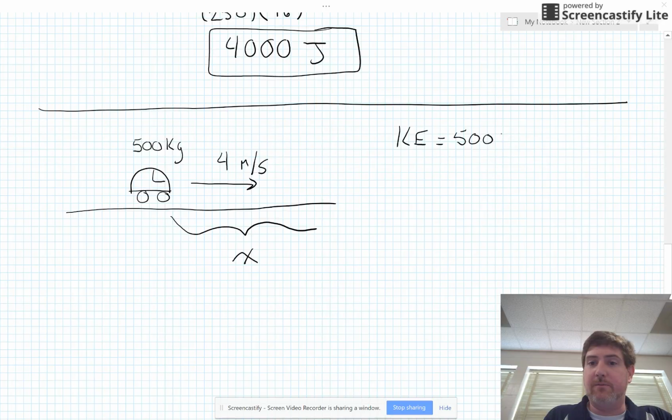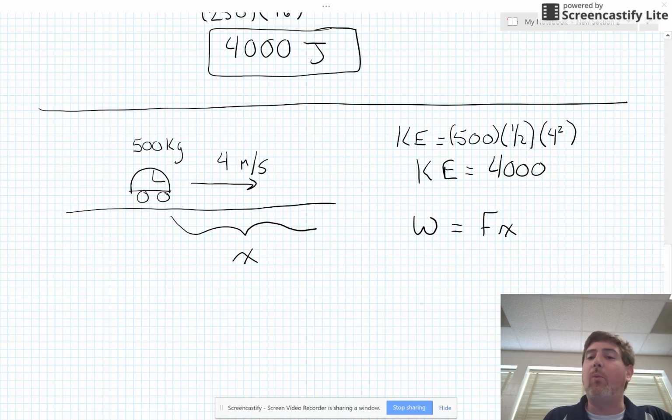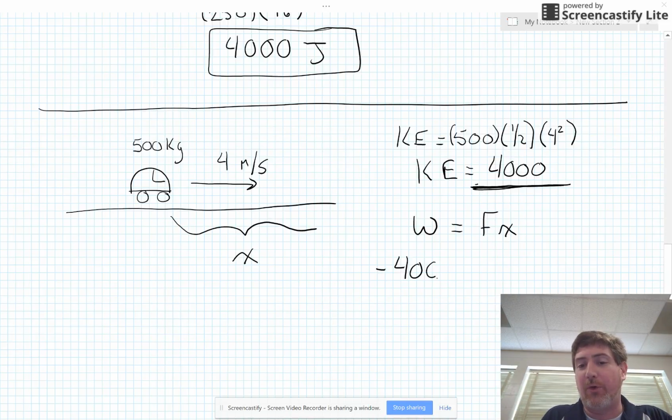500. Oops, I forgot the 1/2. So I'll put the 1/2 right here. Times 4 squared. So we still have a kinetic energy of, what's that going to be? 4,000 still. So the distance it's going to slide. Well, distance, when we're talking about energy, always shows up in work, right? So work equals force times distance. And we know the work we need to do. How much work do we need to do to stop the car? Well, if the car stopped, we have to take away all of this energy, which means that we're doing negative work. We're taking energy away from the car. So we have to do negative 4,000 joules of work.